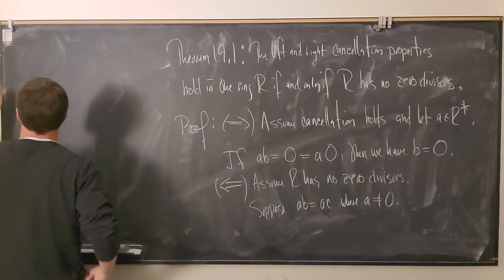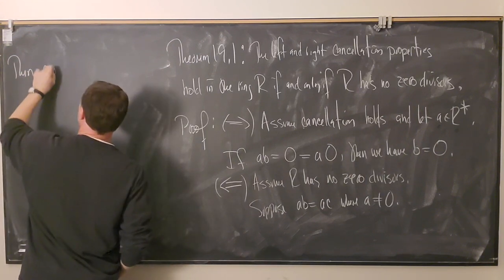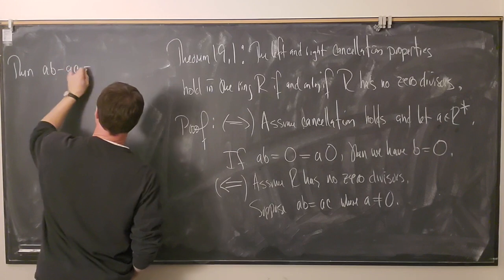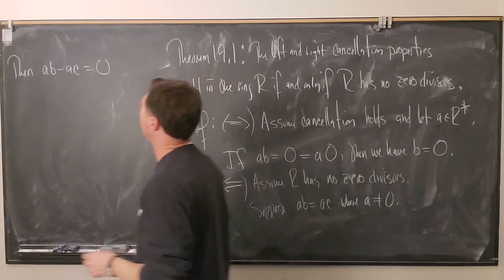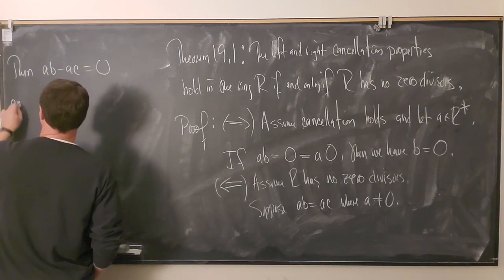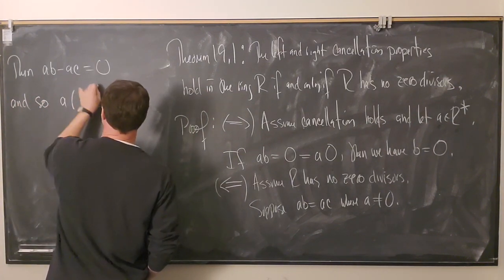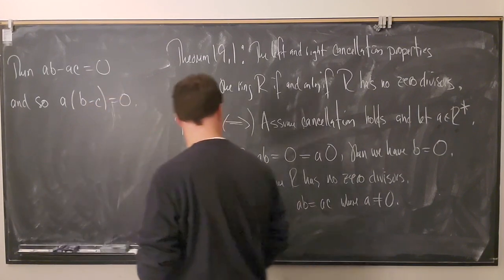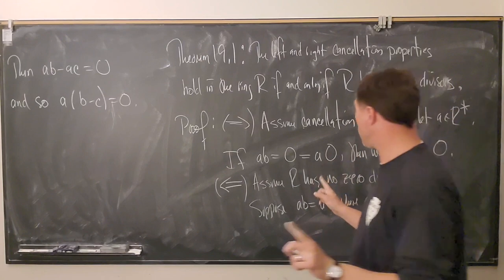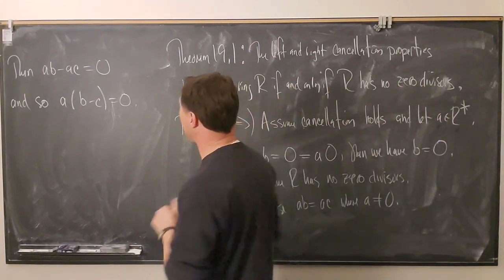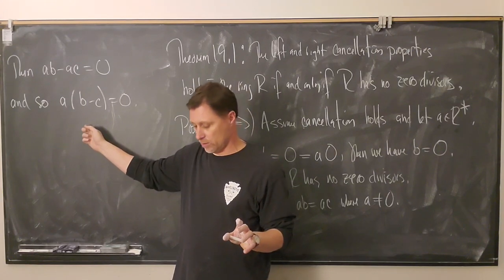Okay, so then AB minus AC is equal to 0. And if I factor the A out, A times (B minus C) has to equal 0. Now, since we have no zero divisors and we know that A is non-zero, that forces us to conclude that B minus C is equal to 0.